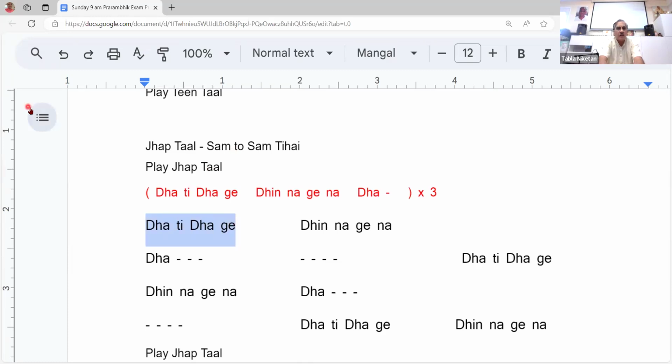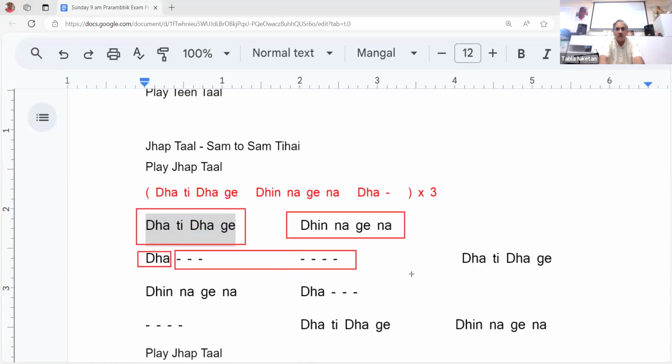First beat, right? Second beat, dha and pause. Again repeating. First beat, second beat, dha and pause. First beat, second beat, no pause, and dha is your sum. So dhati dage dennage na dha pause. Dhati dage dennage na dha pause. Dhati dage dennage na dha. So that is your Jhaptal Tihai. Jhaptal Tihai is very simple. I don't even need to teach you. Dhati dage dennage na is probably part of any of your Qaida phrases, right?